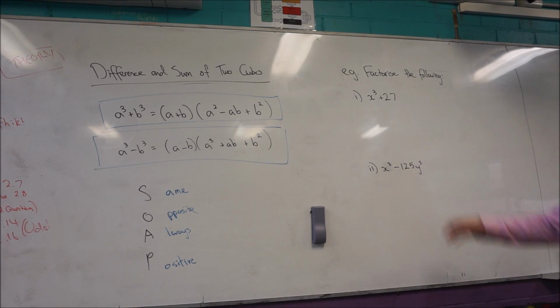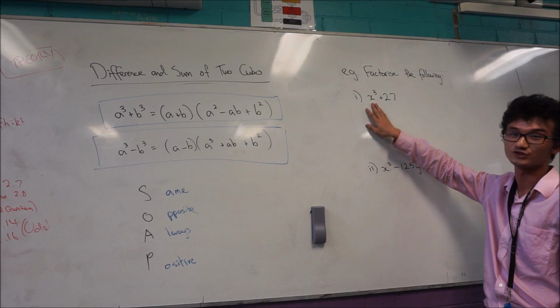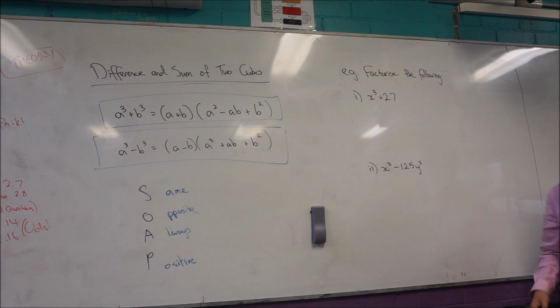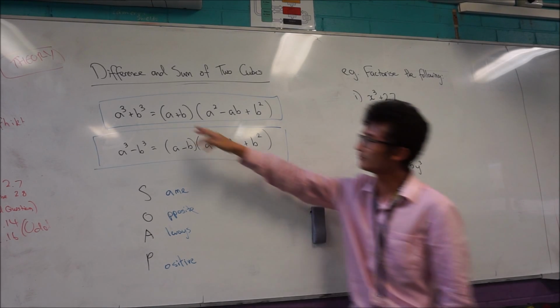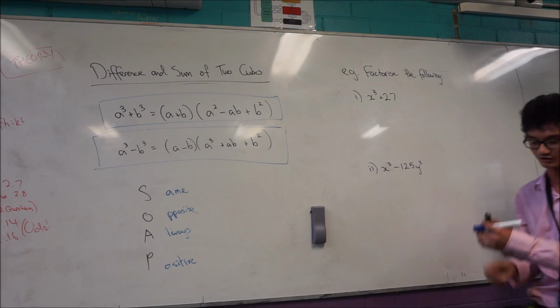Let's look at some examples. So this first one, I've got an x cubed, and I've got 27. So I know that I've got some sum, but I want to realize, what are my a and b in this circumstance?